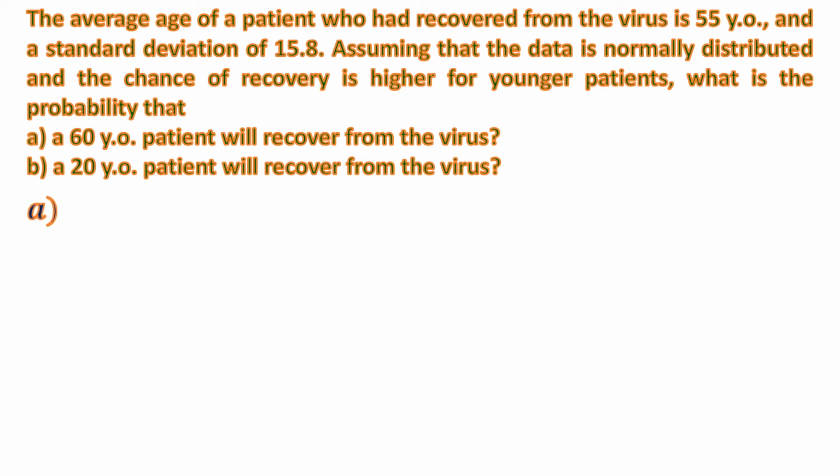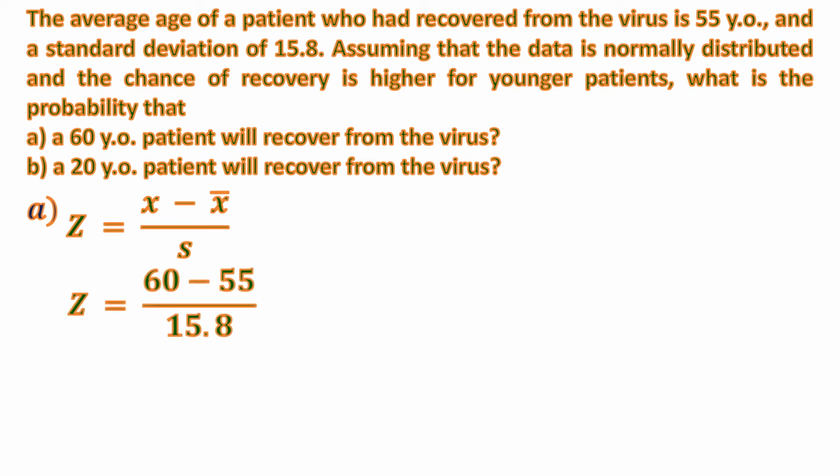So let's use the formula. For A, z equals x minus the mean over the standard deviation. So substitute, x is 60 and our mean is 55. The standard deviation is 15.8. Then subtract the numerator, we have 5, and then divide 5 by 15.8. So it will be approximately equal to 0.32. So that 60 will be represented by the z of 0.32 in the normal curve.